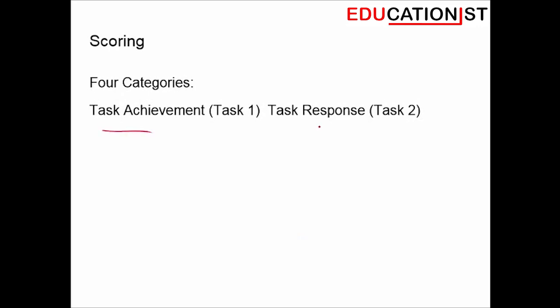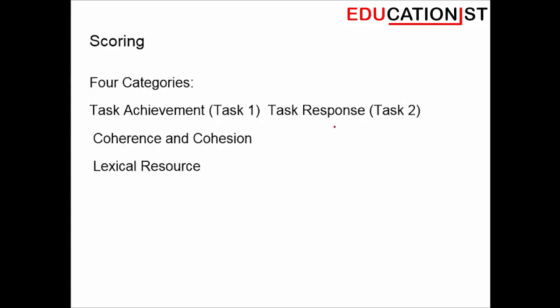One is task achievement and task response. For tasks 1 and 2, these are just about how well did you follow the directions for the task. You are scored on coherence and cohesion. These categories are all about how well your ideas stick together. Do you logically connect sentences together, one to the next? Do you use pronouns and other kinds of linking and transition words to pull ideas together in your writing? That's what coherence and cohesion is about.